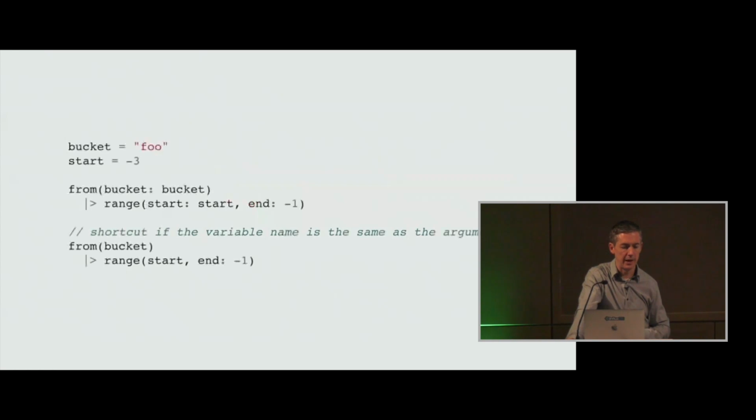So another one I'm looking at is basically some shortcut syntax for calling functions when the argument name matches a variable name that you have, right? So here's a pretty trivial example. We're assigning bucket equals foo, start equals -3. The way you call it without the shortcut syntax is that first one, from bucket, bucket, range, start, start, right? So you see there's a stutter when you're calling the functions, which I think is kind of ugly. So the idea is if the 2 are the same, you can exclude that and you get something that I think reads a little bit better, where you're calling from, bucket, range, start, and then you can specify the end.